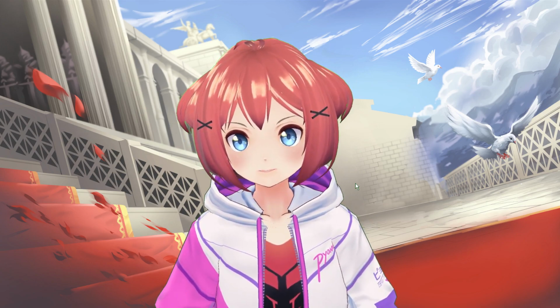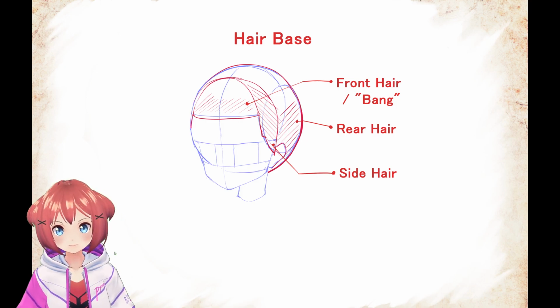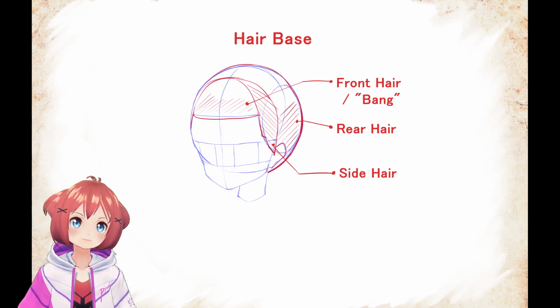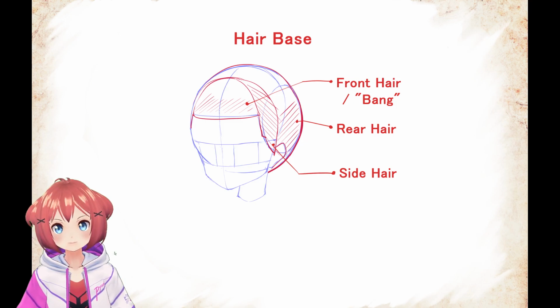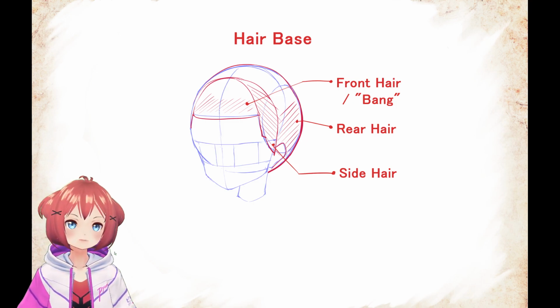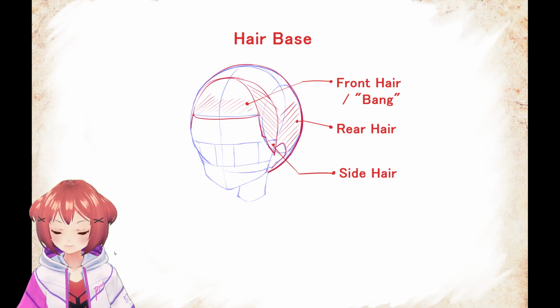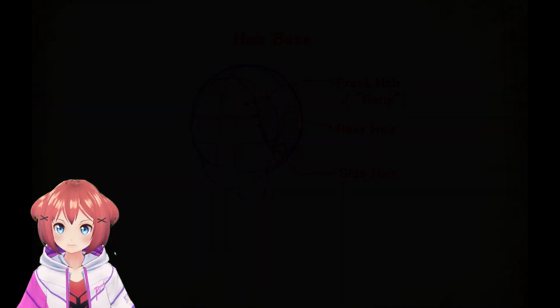So the basic of drawing hair is that there are three areas of the hair. There are the front hair, which is also called the bang, and then the side hair, and then the rear hair. Those are basically the three things that you must keep in mind. Three areas of separation. Other things might be added, but this is the basics. Okay, so front, rear, and side.